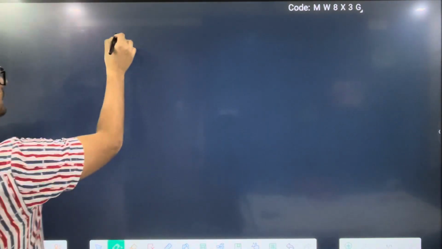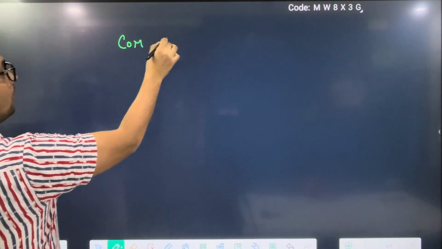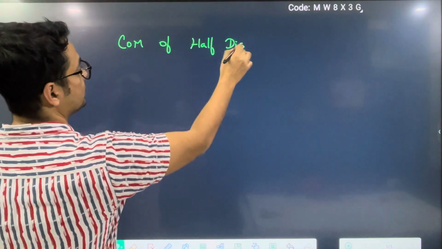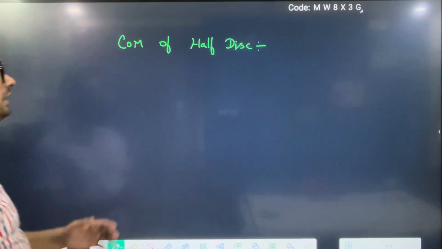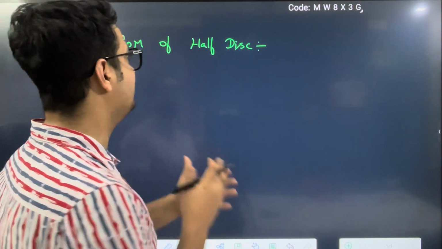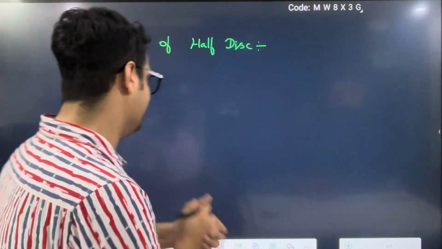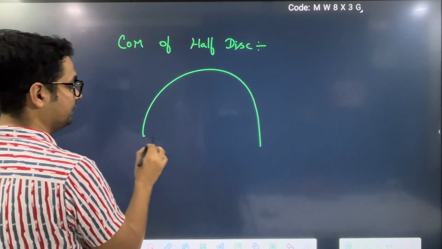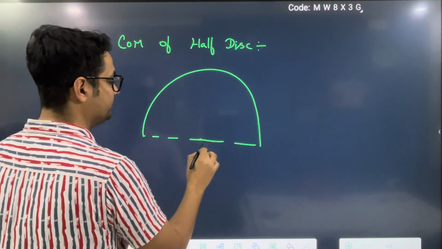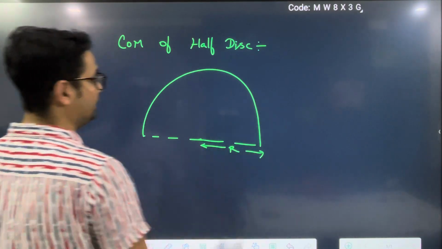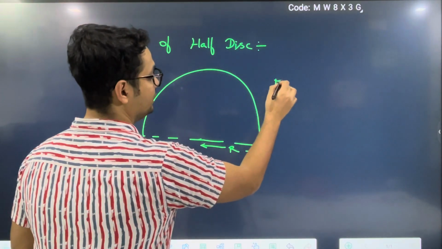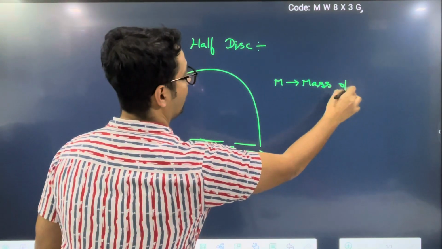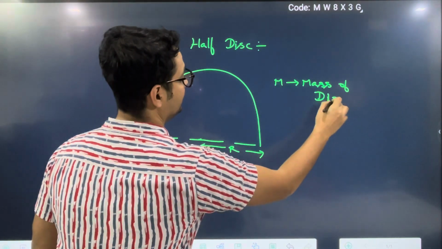So here, center of mass of a half disk. In the last class we already found the center of mass of a semicircular ring. So here, what will I take? I will take a half disk of radius r, and let us consider M is the mass of this disk. This half disk's mass is M.